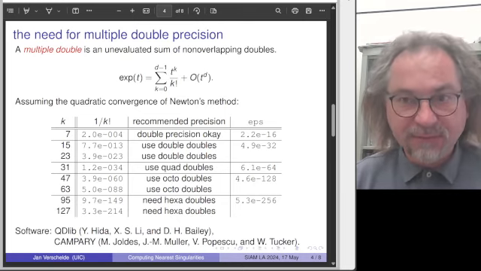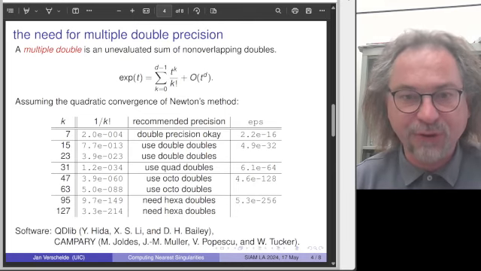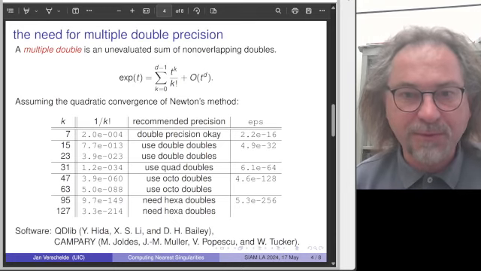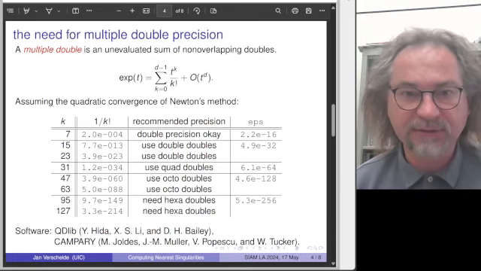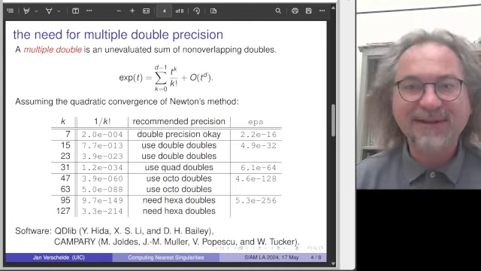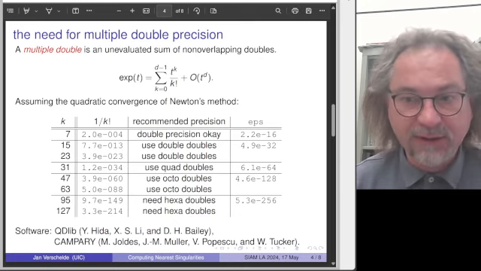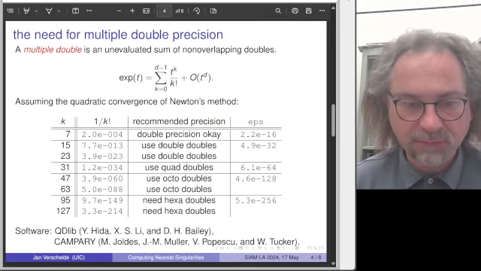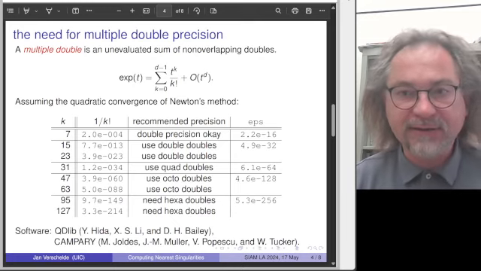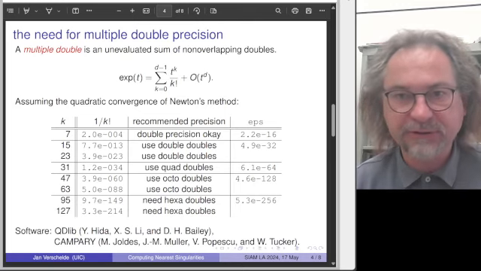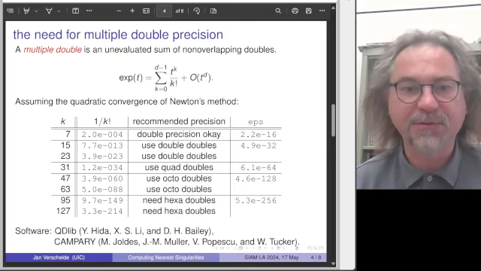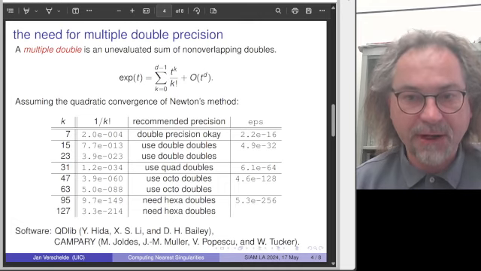I've also been using GPU computing. I can go with the GPUs up to octodouble precision. The hexadouble precision is still a work in progress, so this is why this table has the word need in there. I've been using the QDlib, and also more recently extended this to octodouble precision, decadouble precision, and hexadouble precision with the Campari library.